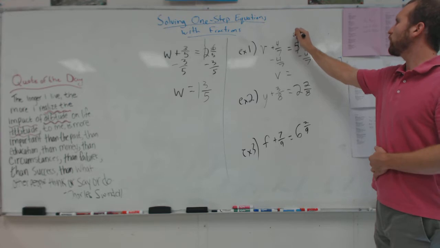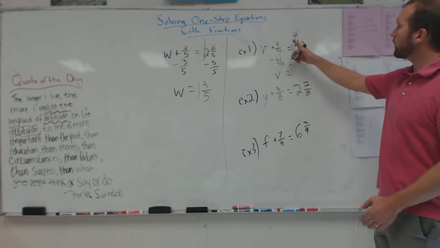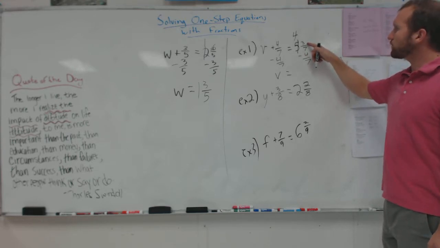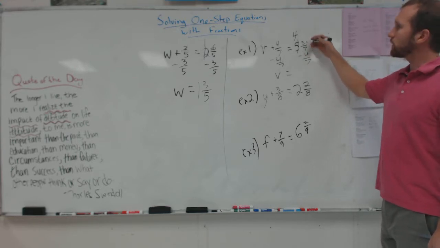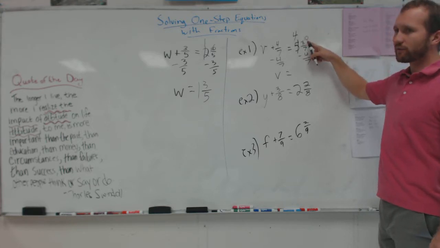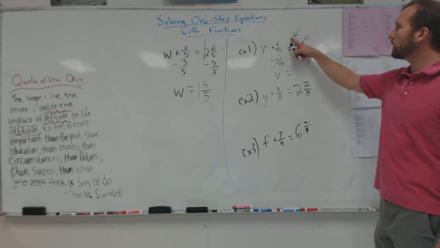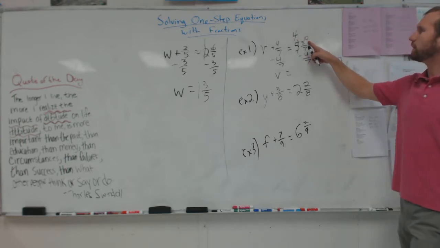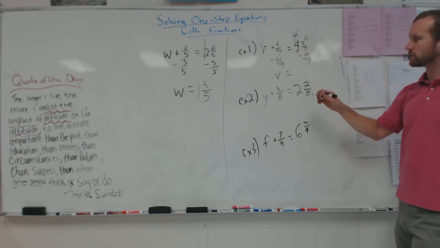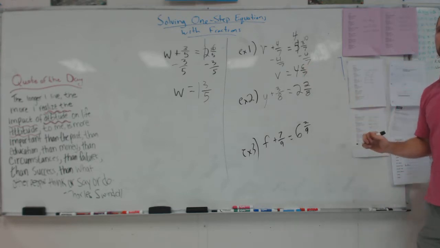This is going to become a 4. If that's a 4, I borrowed 7/7, and I already had 3/7. So now I have 10/7. 3 plus 7 is 10. So my answer is going to be 4. 10 minus 4 is how many 7ths? My answer is 4 with 6/7.